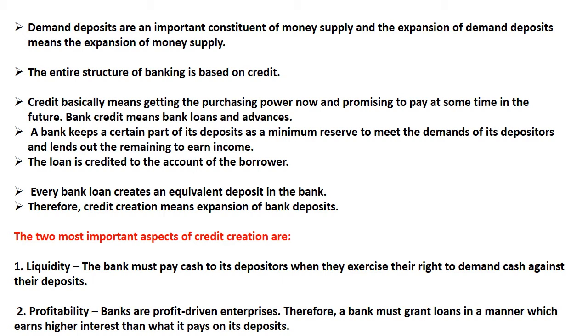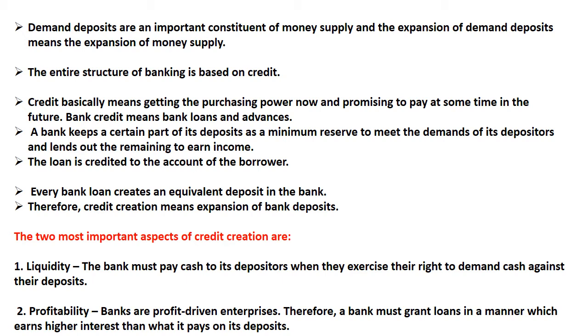So we discussed the ways through which the bank can create credit. Particularly through the bank deposits, which are of two types. Then the cash reserve ratio, then we discussed the credit multiplier, right?